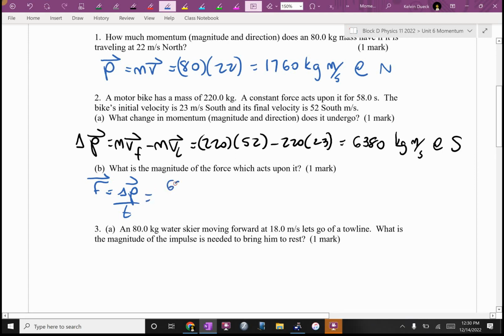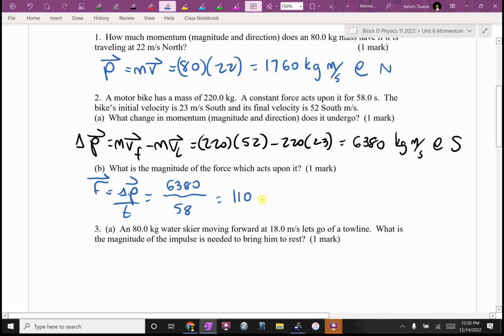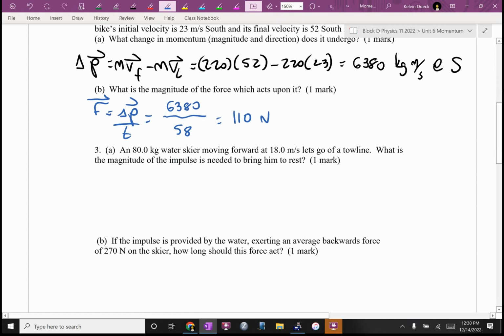I'm going to get 6380 divided by 58. They just said magnitude. That means they don't care about the direction. So I'm just going to go answer button divided by 58. And, works out evenly. That's a fluke. 110 units. Direction. Didn't ask for it. If they had, positive, so also south, I guess. All or nothing for that one.